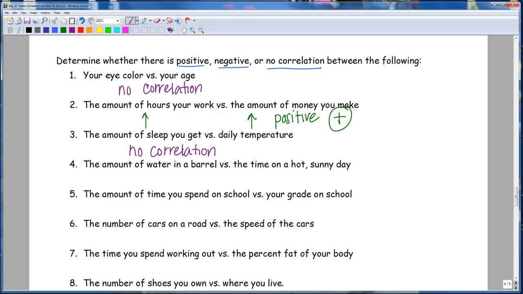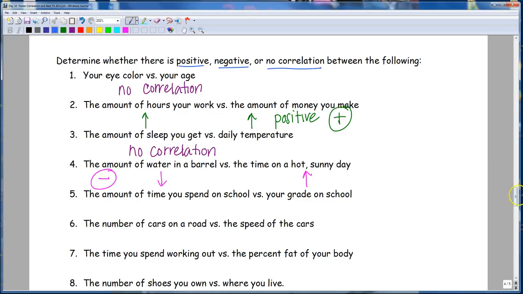All right, this next one's tricky. The amount of water in a barrel versus the time on a hot, sunny day. This is actually going to be negative correlation. The reason for that is as the barrel is in the hot, sunny day longer, so as the time increases, the amount of water is actually going to decrease because of evaporation. So since my arrows are going different directions, this is negative correlation.